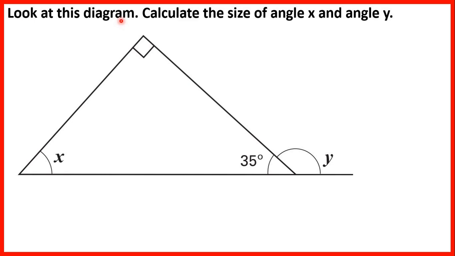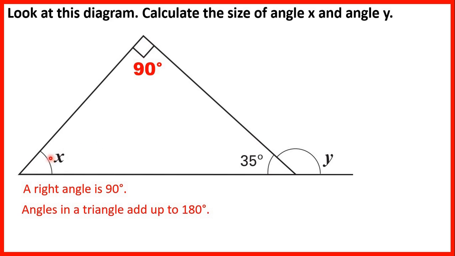Look at this diagram. Calculate the size of angle X and angle Y. So we have a triangle, and here we can see that this angle is a right angle because we have a square in the corner. Now a right angle is 90 degrees, so we can write that next to the angle.